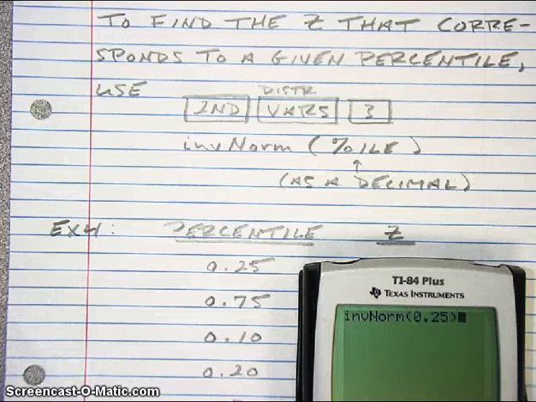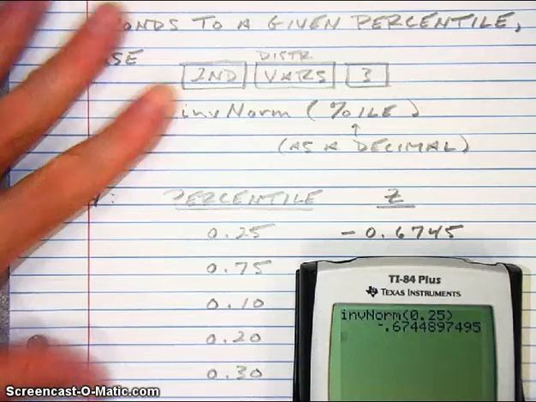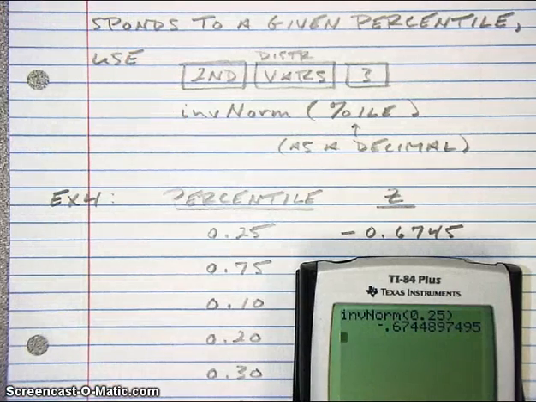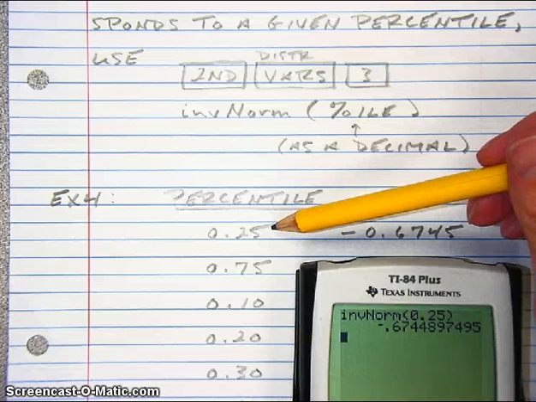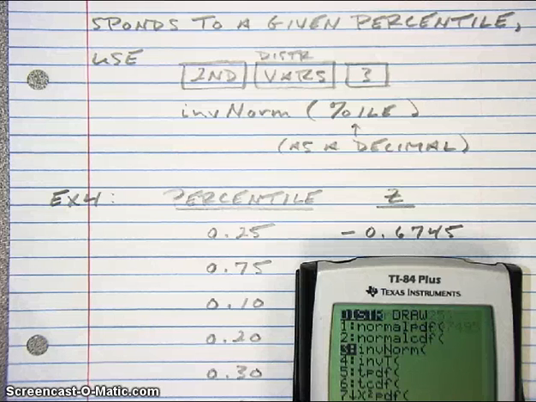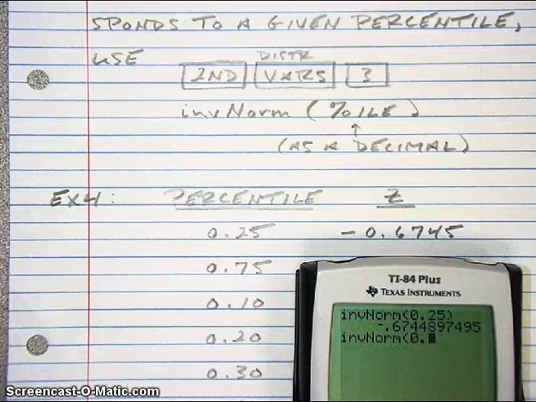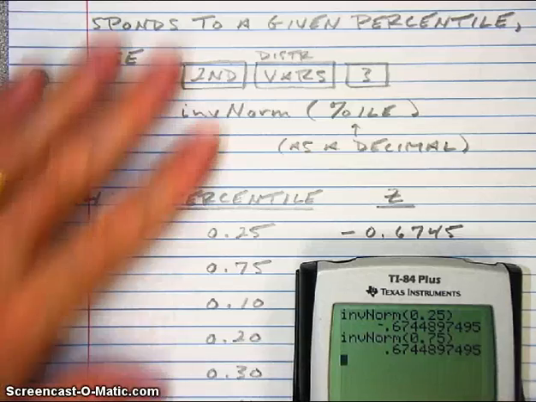Well, this is the first quartile of the distribution, and that's negative 0.6745 approximately. Now, the distribution is symmetric, so the 75th percentile should just be the opposite of the 25th percentile, and it is. We can verify that if we go to second vars 3 and type in 0.75, we'll get positive 0.6745.